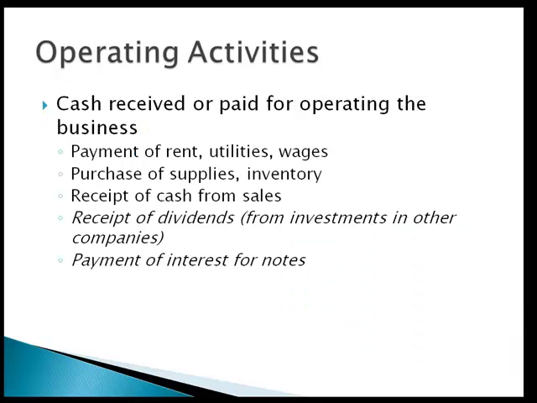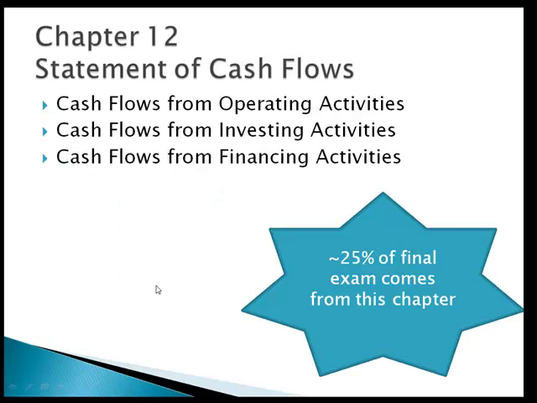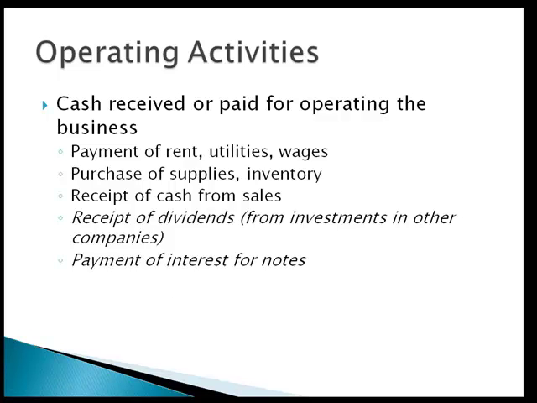So the first piece of this chapter is operating activities. This is cash in or out, so cash received or paid for just normal operations of the business. It could be payment of your rent, utilities, wages, any types of cash payments for these types of things, purchase of supplies or inventory with cash, receipt of cash from your customers and sales.